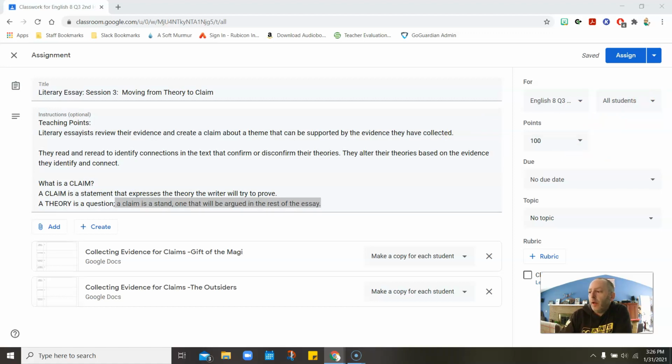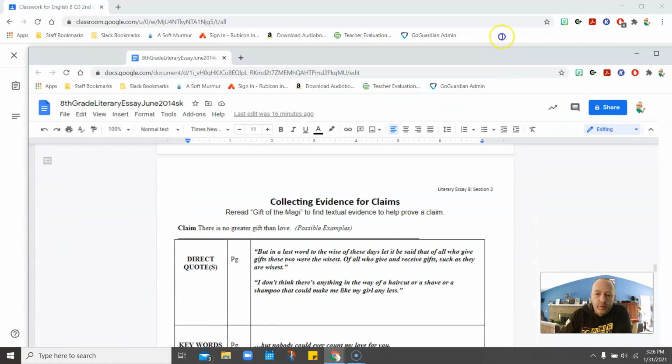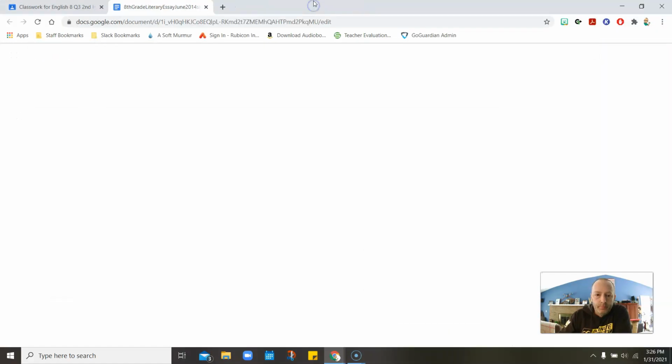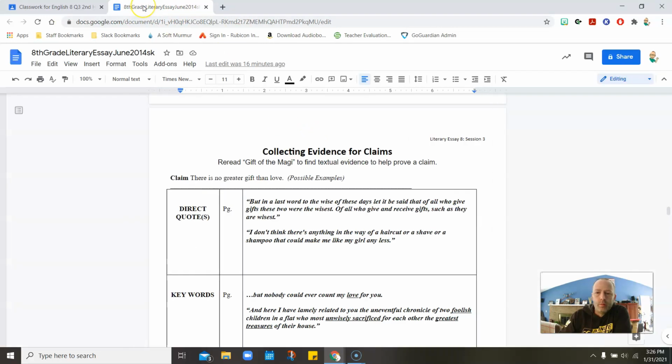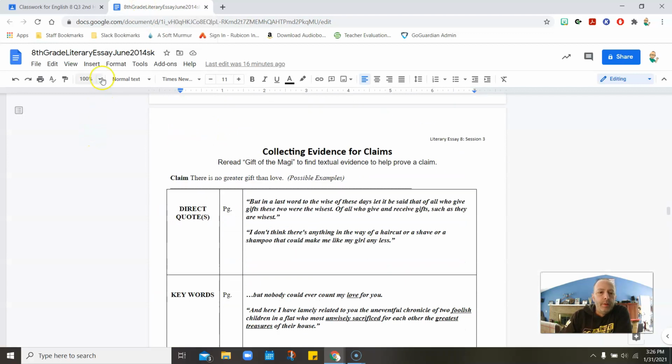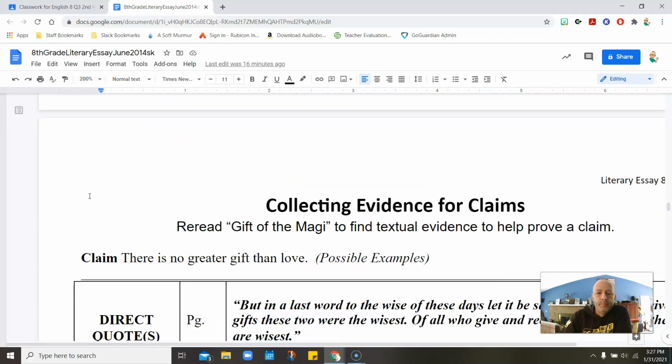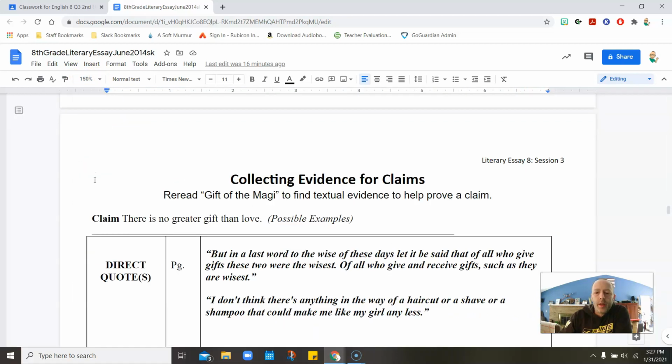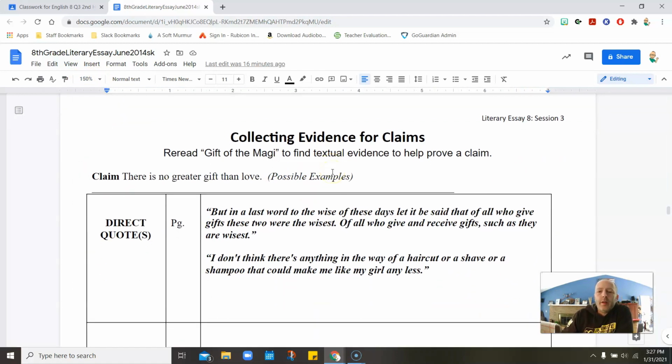I'm going to look at my example because this is what you're going to be doing. I'm going to drag this over to the screen here. Where'd you go? Oh, there, right here. Let me zoom in on this a little bit. Oops, that's a little too far. Let's go back a bit. There we go. So, collecting evidence for claims. Reread The Gift of the Magi to find textual evidence to help prove a claim.